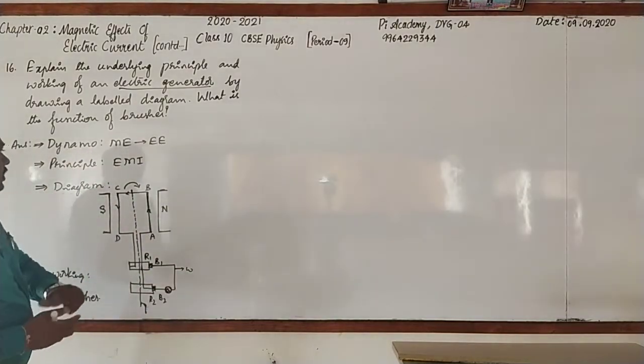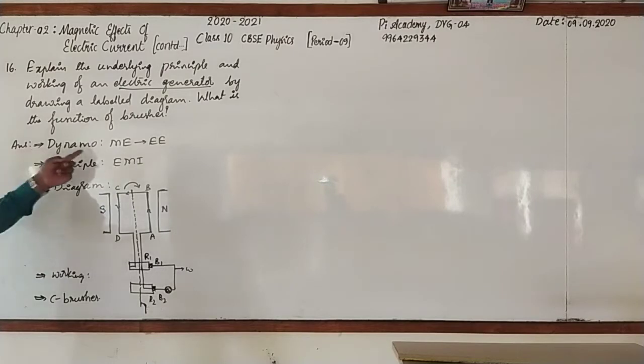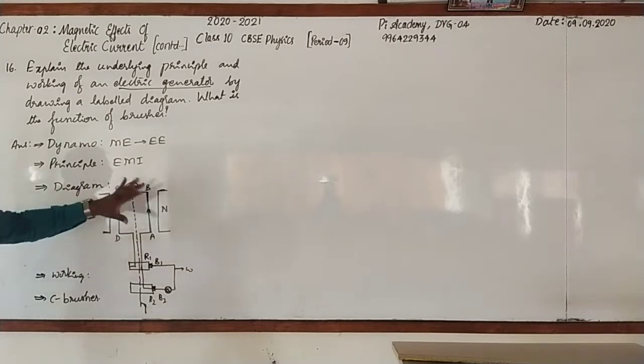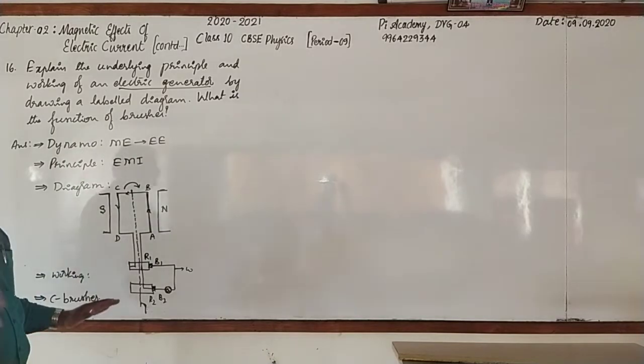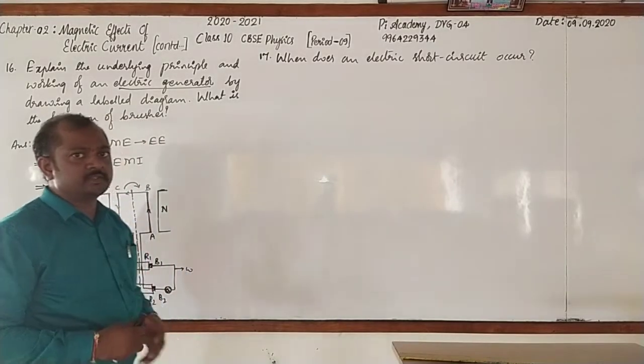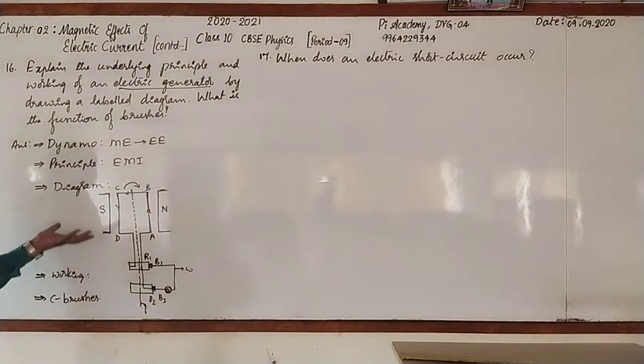Okay. You only have to write first the definition of dynamo. Next, the principle of EMI, and write the statement of that principle. Next, draw the diagram. Go for labeling the parts. Then after that, go for writing the working point-wise, how I explained. At last, write the function of carbon brushes. Yes. Dear students, I hope that you have written already about this complete explanation.